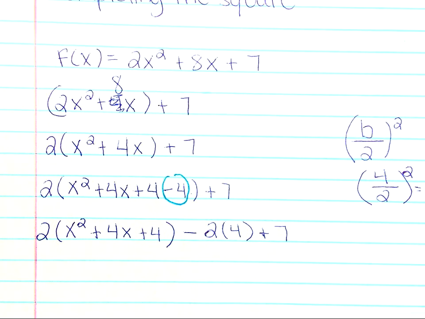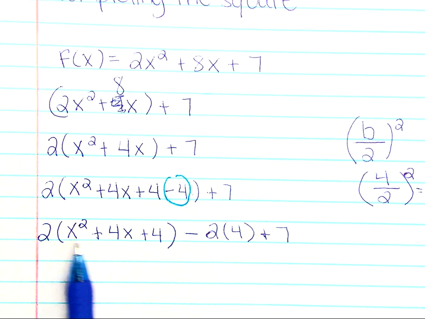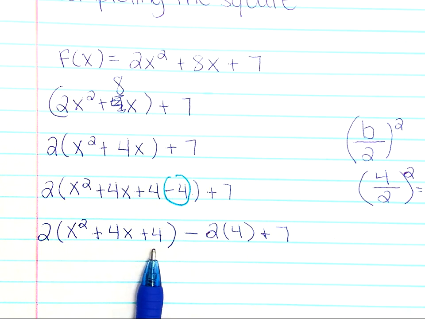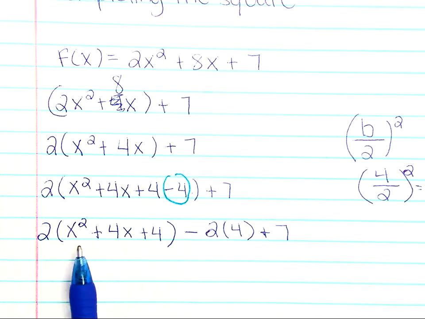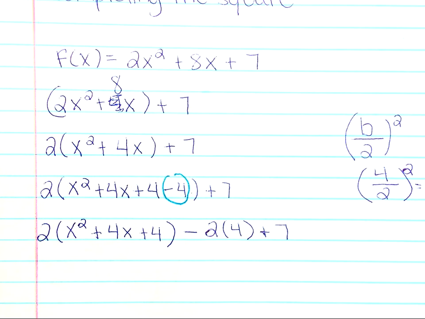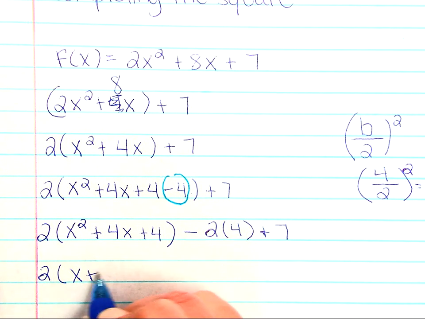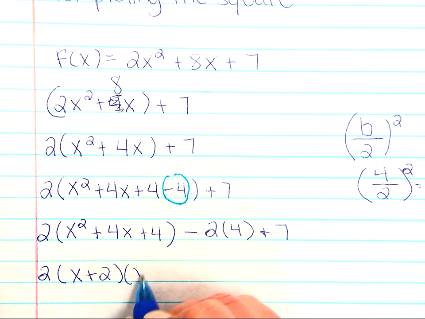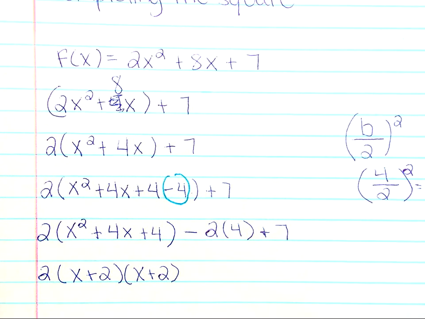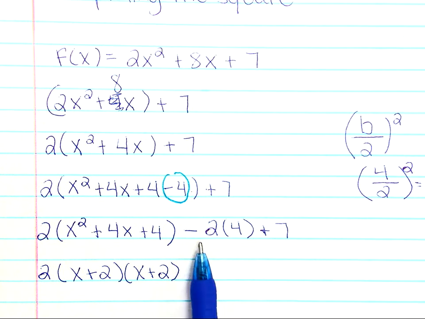Okay, so we're getting closer. Now, x squared plus 4x plus 4. So I need factors of 4 that also add to get 4. So I'm hoping you recognize that that will factor to x plus 2 and x plus 2.